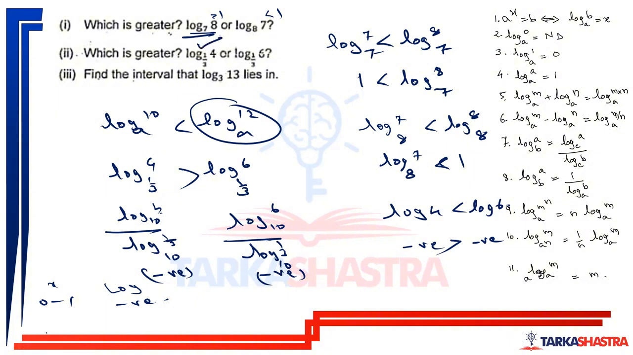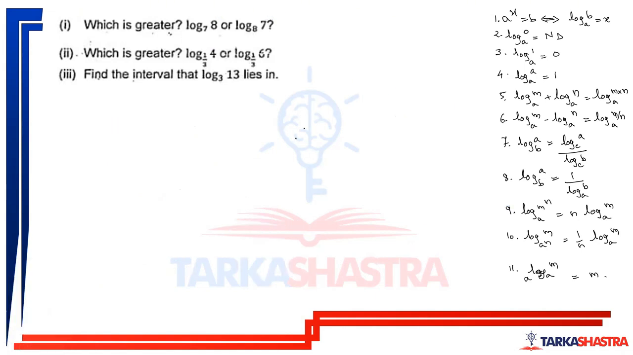Next, find the interval that log 13 to the base 3 lies in. This is again easy. Log 13 to the base 3 will be less than log 27 to the base 3 and greater than log 9 to the base 3.